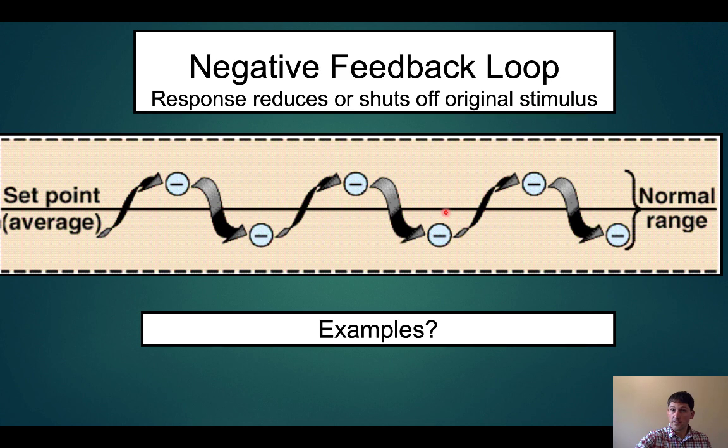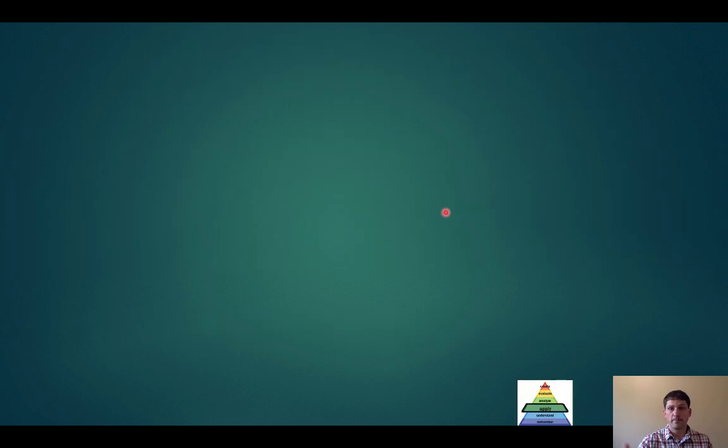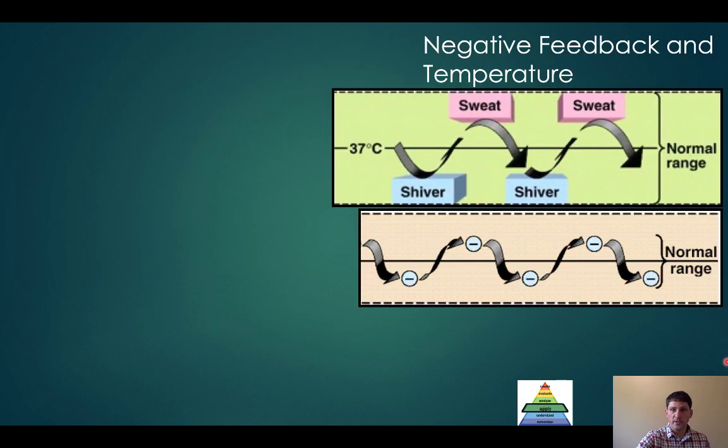Now, we regulate that mostly through negative feedback loops. So if we talk about temperature, as you can see here in the upper right, we've got our average normal range of our body temperature.